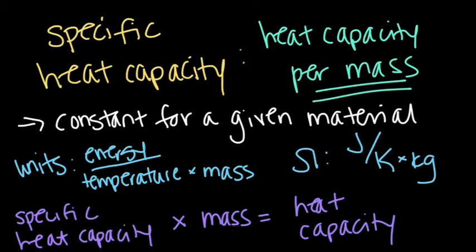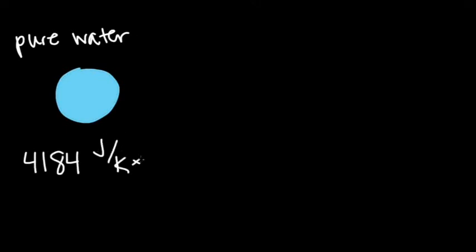However, because specific heat capacity is a constant property of a given material, we can usually just go ahead and look up what that value is because scientists have already measured the specific heat capacities of lots of materials. Let's consider the water in those pots we talked about. Pure liquid water has a specific heat capacity of 4,184 joules per Kelvin per kilogram. But different materials have different specific heat capacities.